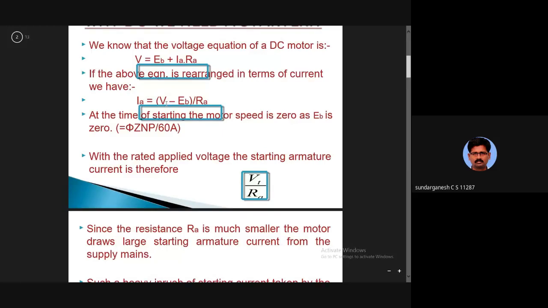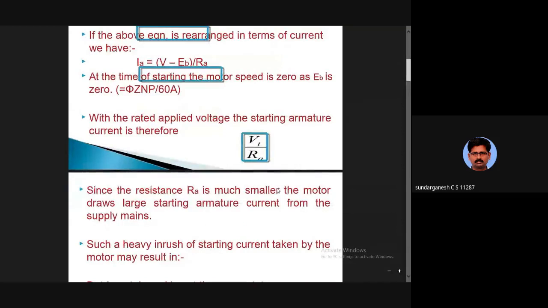Since Ra is very small, Ia equals V by Ra. V is 230 volts, we give DC voltage. 230 by 0.2 means how much current? It will be in the range of 800 to 900 amps. This high current will damage the winding, so we have to avoid this. For this purpose, we add some resistance in the armature circuit initially. The armature resistance is 0.2 ohm, and we add externally some 200 ohms at the beginning. So 230 by 200 ohms, the current will be very less.